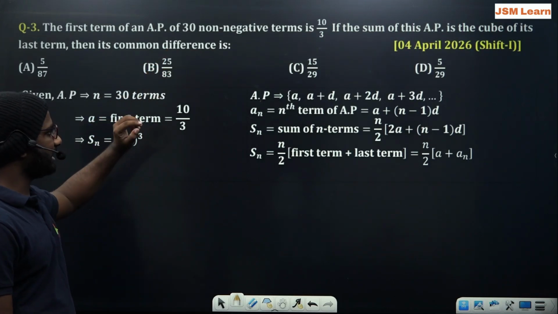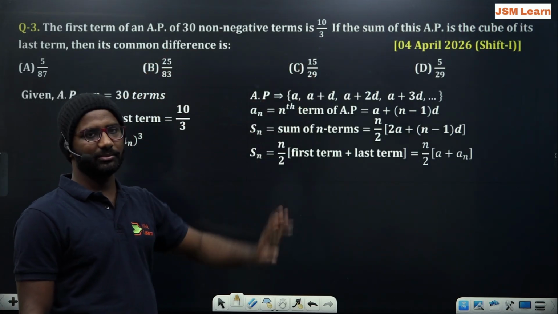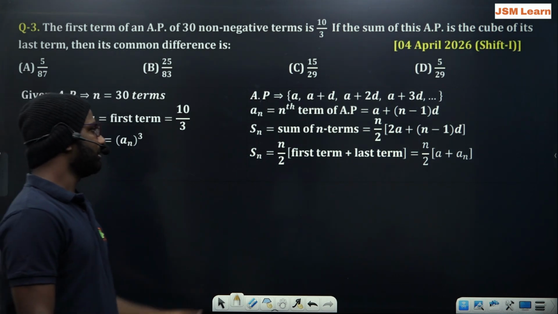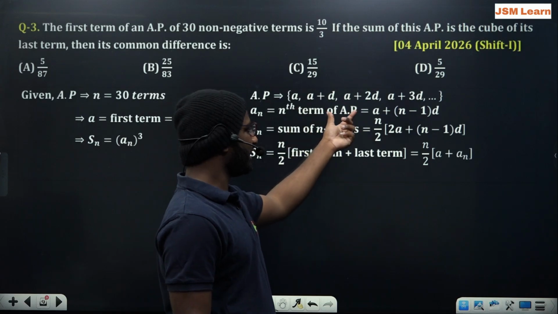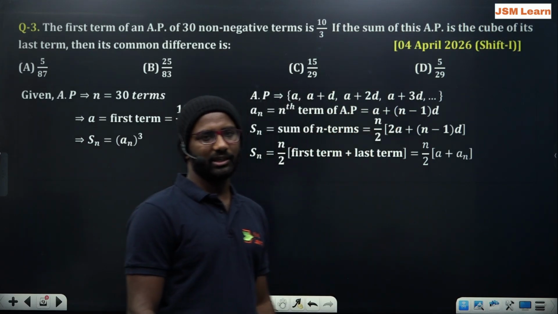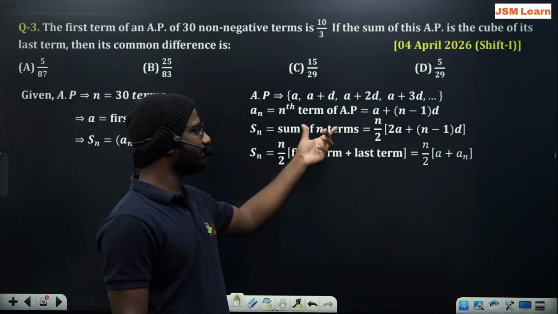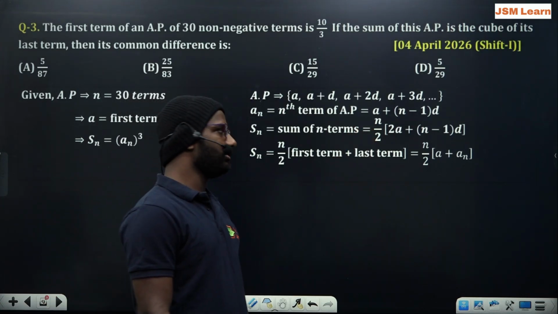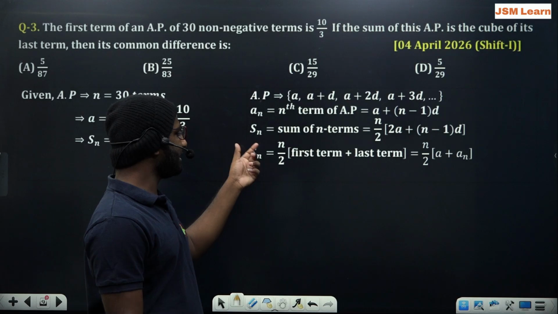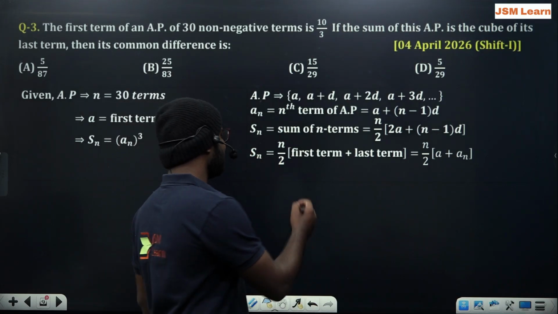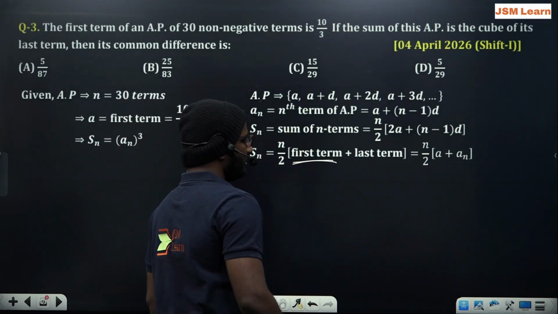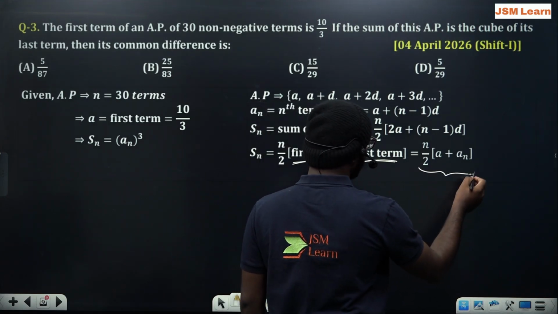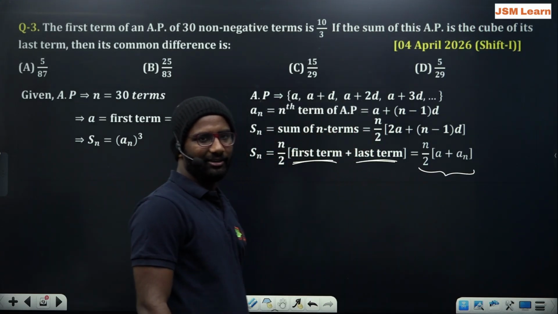In this question, the first term of the AP is 10 by 3, the number of terms in the AP is 30, and the sum of all terms of the AP is equal to the cube of the last term. We know that the nth term of an AP can be written as A plus (n minus 1) into D, and the sum of n terms of an AP is n by 2 times (2A plus (n minus 1) into D). Also we can write the sum of n terms as n by 2 times (first term plus last term), that is n by 2 of (A plus An).